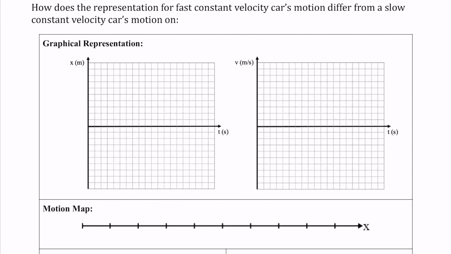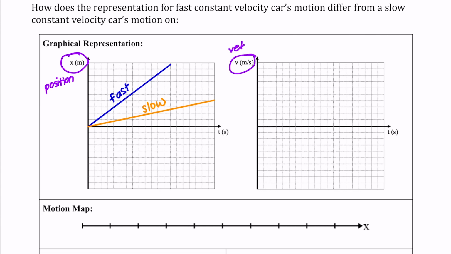All right, so this is Unit 3 Primer Wrap-Up. The question we're answering is, how does the representation for a fast constant velocity car's motion differ from a slow constant velocity car's motion? Right now I'm drawing on the position time graph. Most of you drew this, we kind of went over it during class, that the fast constant velocity car is in blue, and then the slow constant velocity car is in gold.